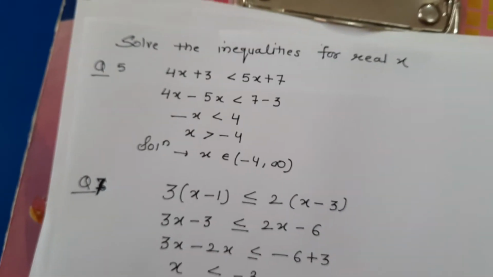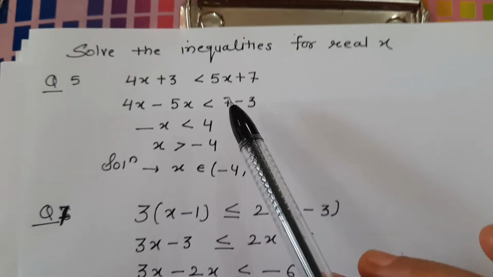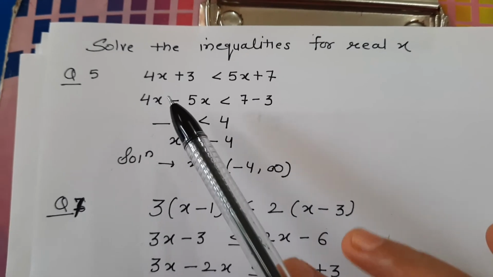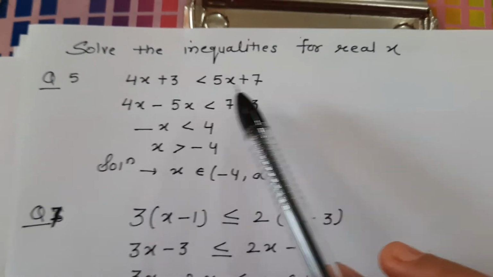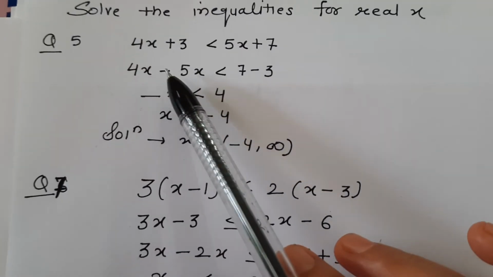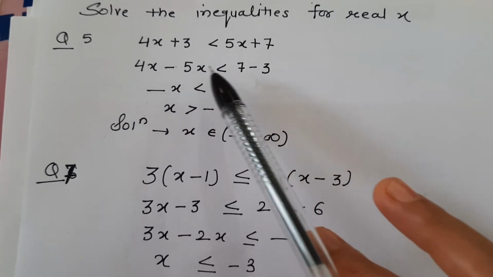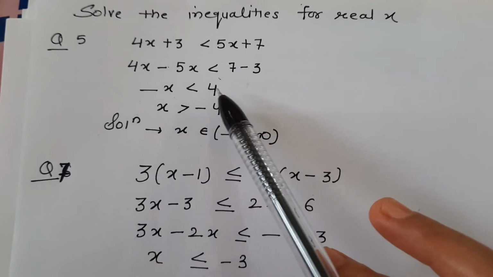Next question. Question number 5. You have to solve all the questions from 5 to 16 for the real value of x. 4x plus 3 less than 5x plus 7, right? So we shift the term of x to the left hand side and the constant to the right hand side. We have 4x minus 5x less than 7 minus 3. So minus x is less than 4.